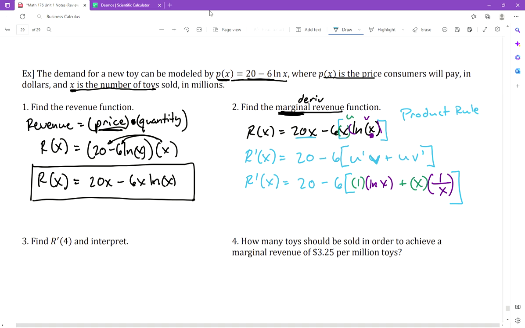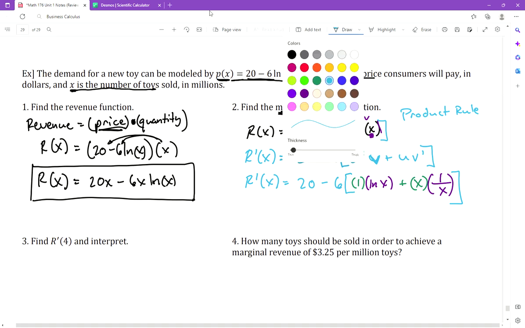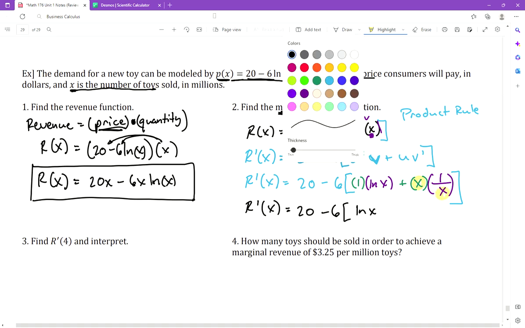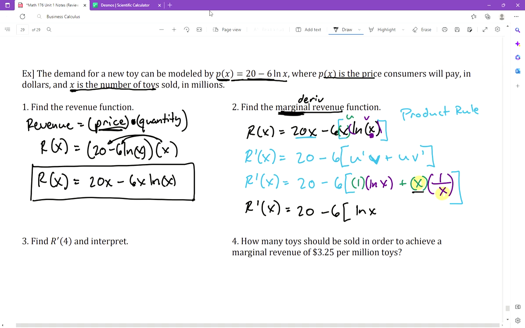And then look at the interior of this parenthesis or bracket, and let's simplify. Okay, so I'm going back to black ink because I did my derivative, and now I'm just rewriting. So I have 20 minus 6 bracket. Well, 1 times ln of x will be just ln of x. And then look over there, that x and that x, this x is in a numerator, this x is in a denominator. If it helps, we can put a 1 down there. But either way, the x's cancel, and we're left with just 1.